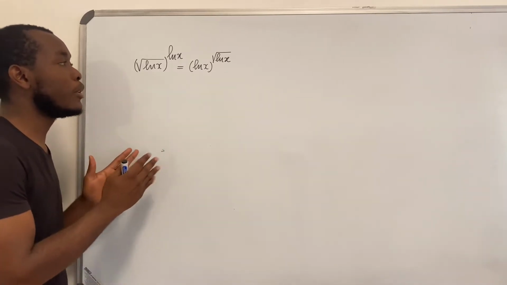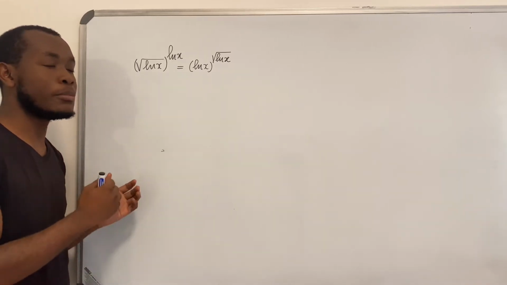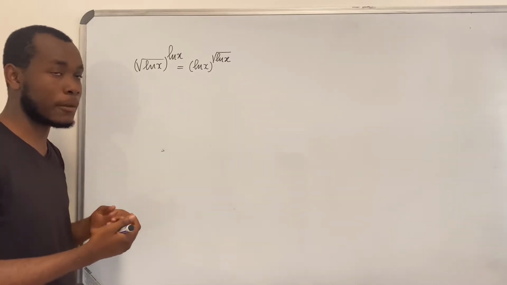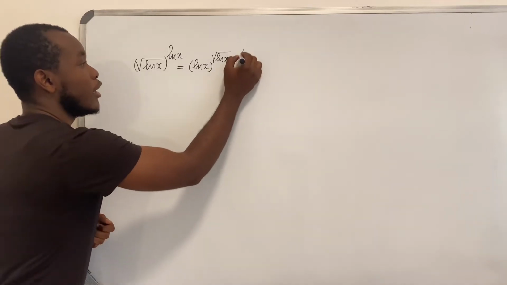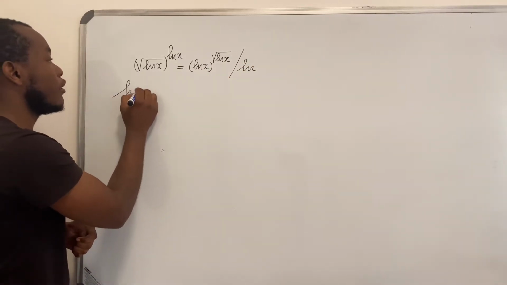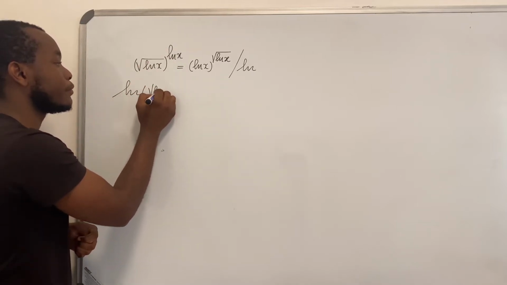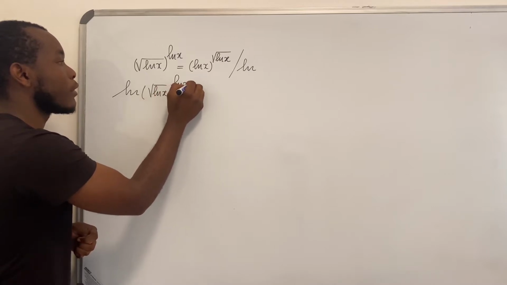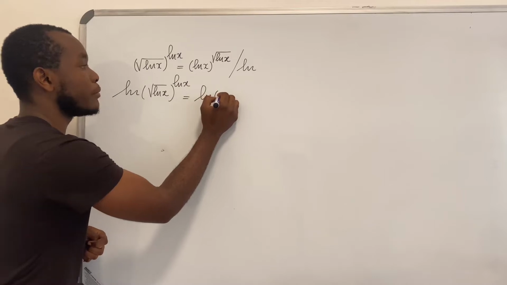Okay, for this particular equation, it is solvable if we apply logarithms both sides. If we introduce natural logarithm both sides, that means implementing logs both sides, then we're going to have the natural logarithm of this expression being equal to the natural logarithm of this expression.